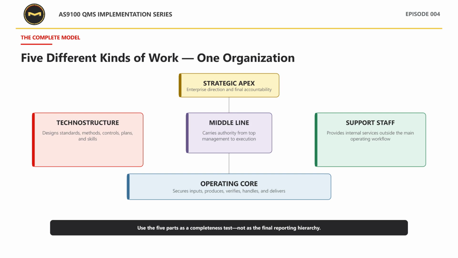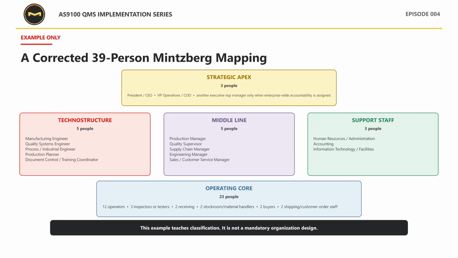Now bring all 5 parts together. The model helps us confirm that essential work has a clear home. It does not dictate the final hierarchy. It gives us a disciplined way to classify the work before drawing reporting lines. Now apply the model to a corrected example with 39 unique people. This is a teaching example, not a required organization design. Each person is counted once according to primary work, so the total remains accurate.